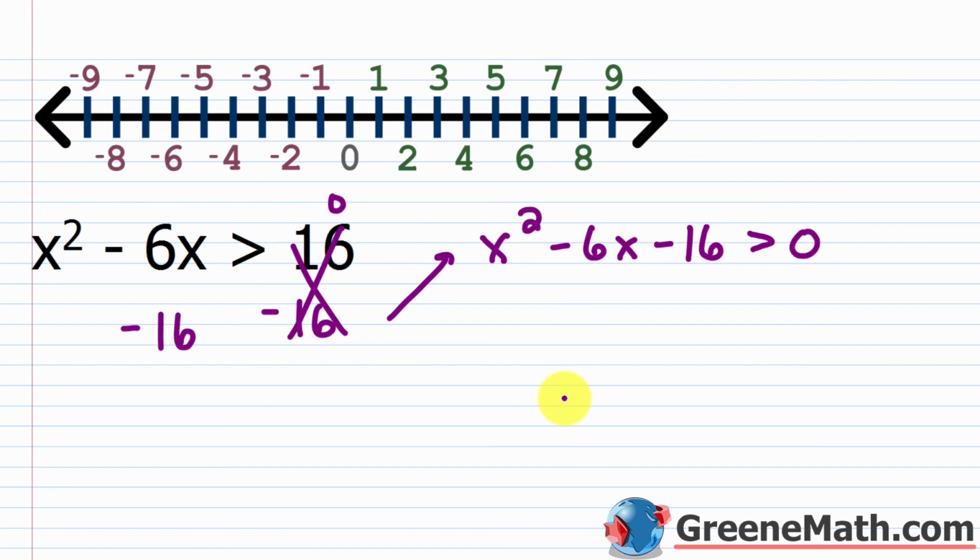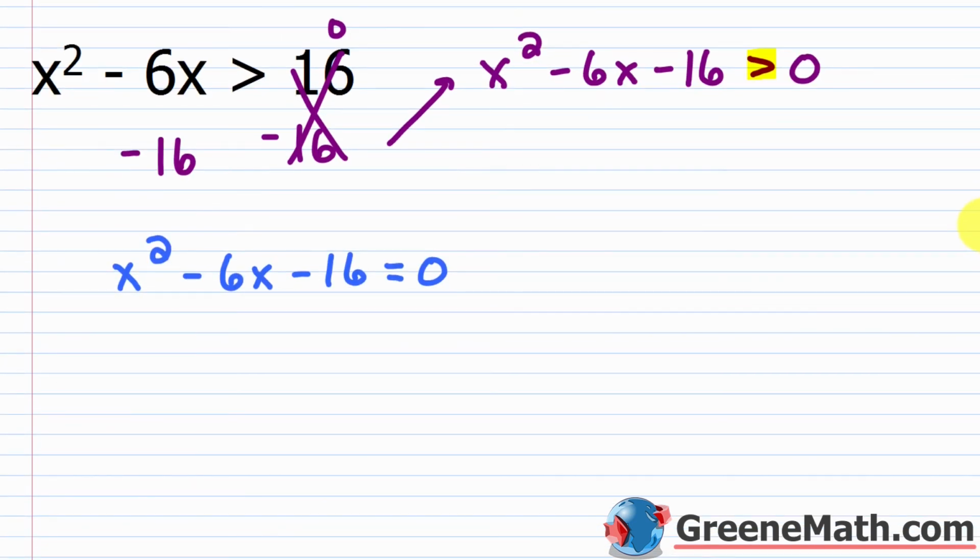Okay, so now what I want to do is change this inequality into an equality. All I've got to do is change this greater than symbol to an equal symbol. So I'm going to make this into x squared minus 6x minus 16 is equal to 0. I can solve this using factoring. I can solve this with my quadratic formula. Whatever you want to do, it's pretty easy to solve this with factoring. So let's just do that.